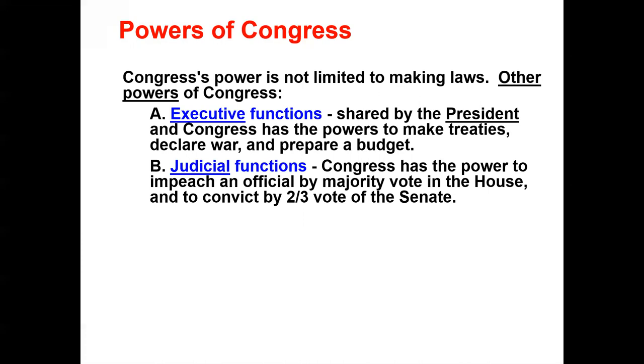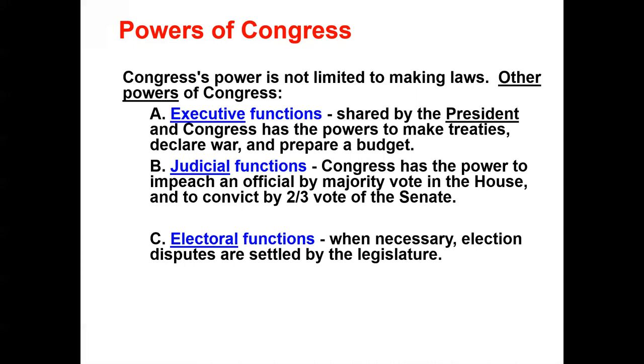Judicial function. Congress has the power to impeach officials. That's a judicial function. And conviction requires 2/3 of the vote, not the simple majority. Simple majority is 50+1. 2/3 is more than that. It's about 64 members, something like that.